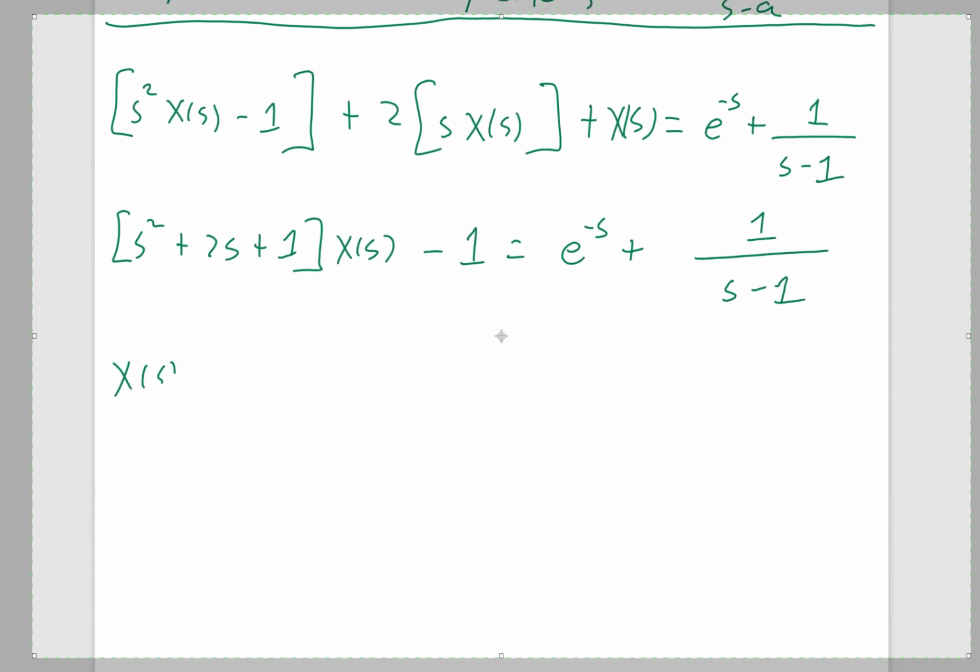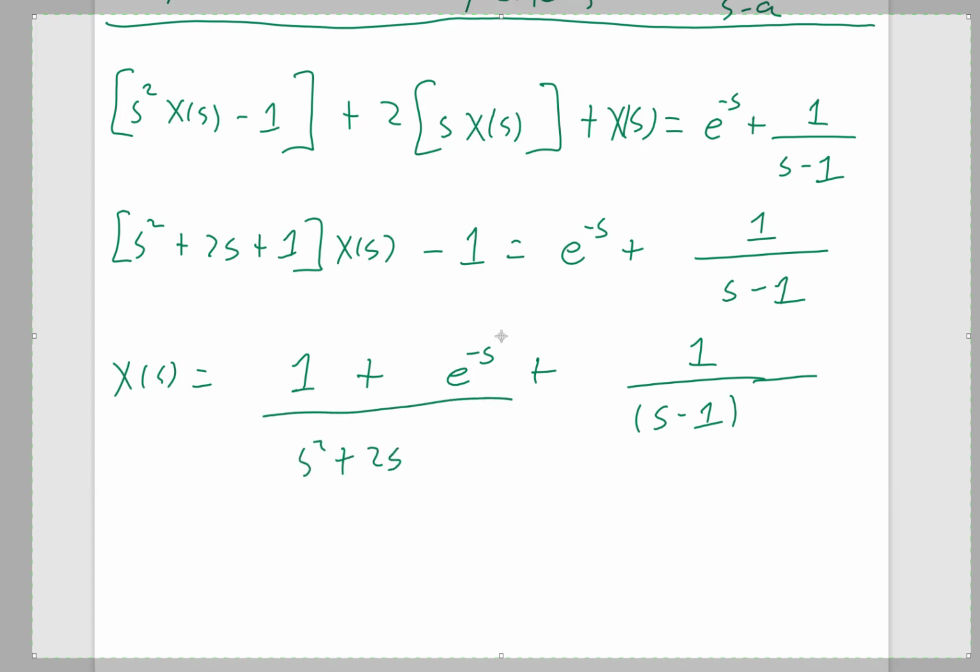So I've got x of s is equal to 1 plus e to the minus s plus 1 over s minus 1. I'm just going to divide both sides by the characteristic polynomial, s squared plus 2s plus 1, and then this gets multiplied by 1 over s squared plus 2s plus 1. And there you have it. That is it for this question. I only asked for the Laplace transform of the solution.